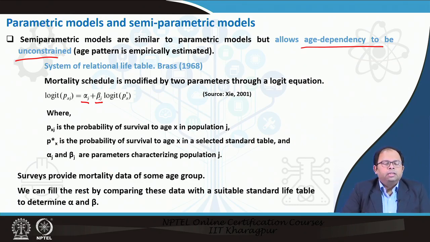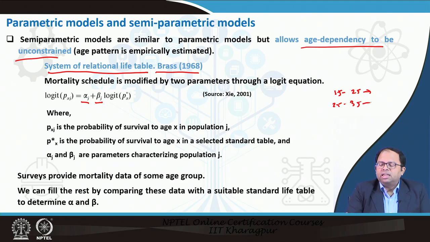So, for example, Brass in 1968 created some relational life tables, where for different age groups he has given certain mortality values. For age group 15 to 25 there is a certain value, for age group 25 to 35 there is a certain value, and for 35 to 45 the rate probably increases, but there he has given some fixed value. So, mortality rate of maybe 2, then maybe 3, maybe 4, it may keep on increasing.